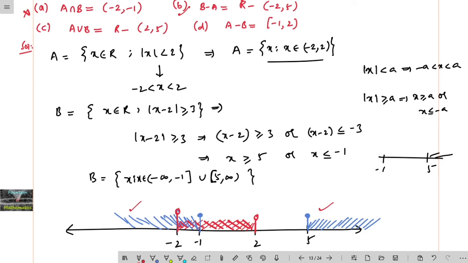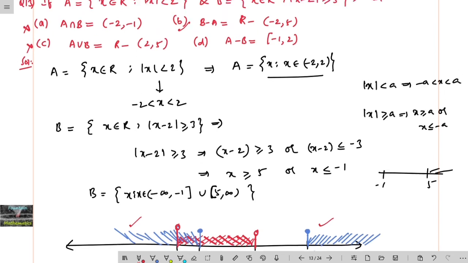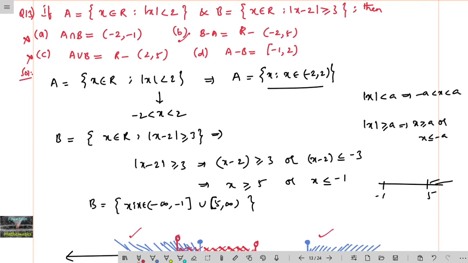And if I can verify the other options, A union B, R minus 2 comma 5. A union B means you have both either red color or blue color line. No, this is not correct. And option D also, if I can verify, A minus B is equal to minus 1 comma 2. A minus B means from the red color, if I can remove blue color. So this is also not correct. So we can just go with option B. Okay, so we'll see the next question.